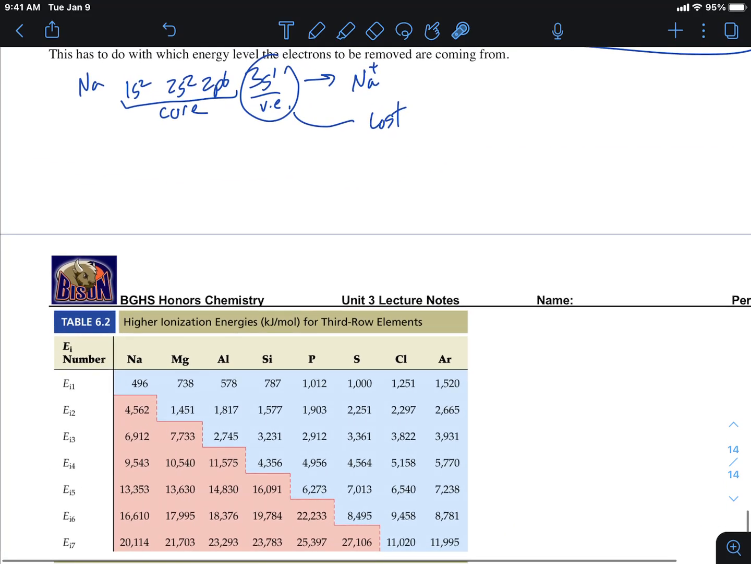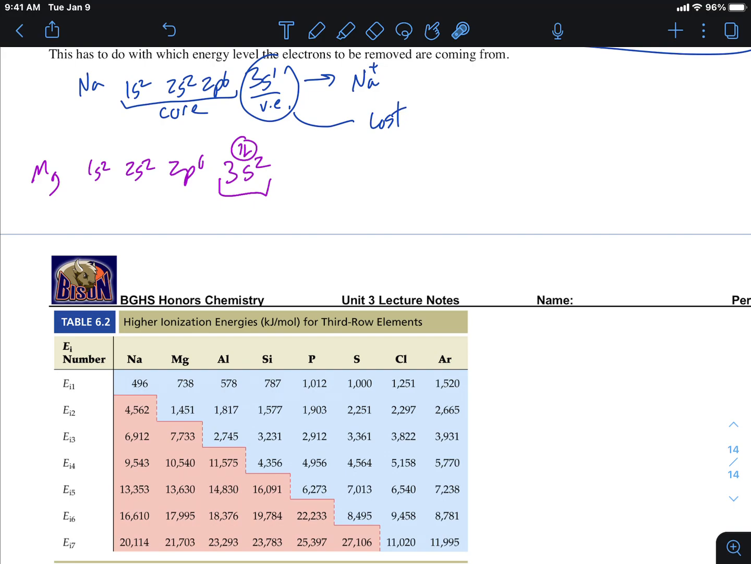Let's look at magnesium. Magnesium, 1s2, 2s2, 2p6, 3s2. Magnesium has 2 valence electrons. So when we look at the chart, the amount of energy to remove one electron is 738 kilojoules. Again, that sounds like a lot. Oh, look, this value is more than sodium's. I wonder why magnesium has a higher ionization energy than sodium. Can someone give me a reason?